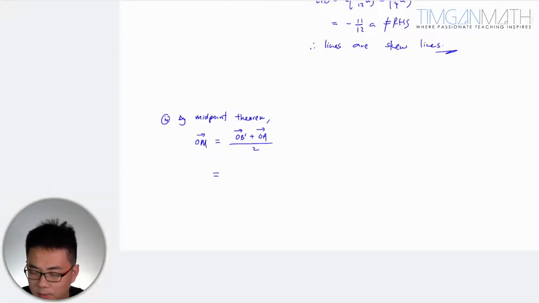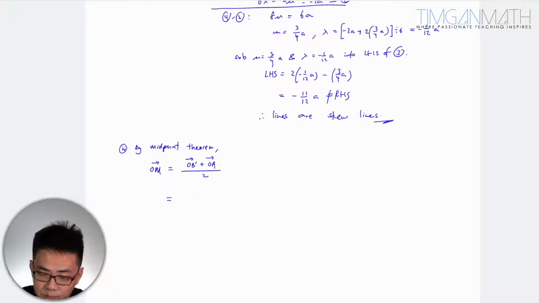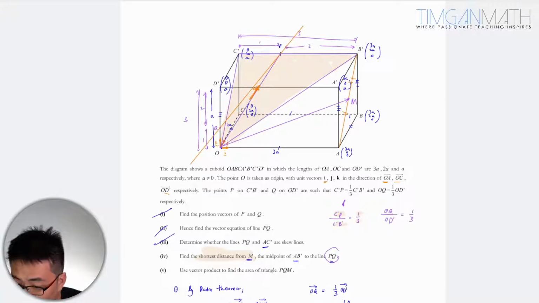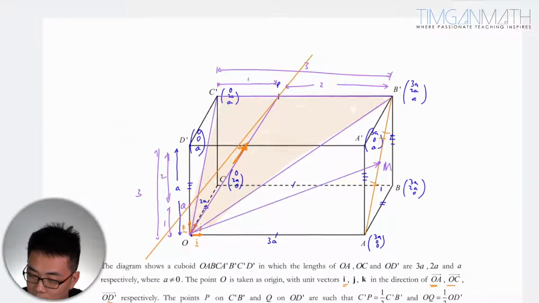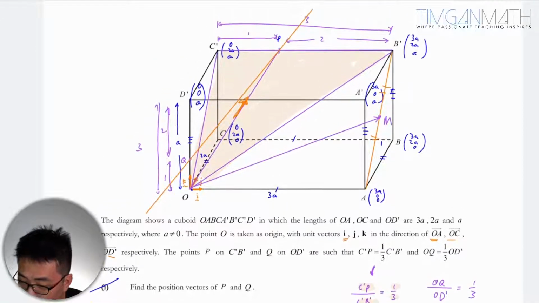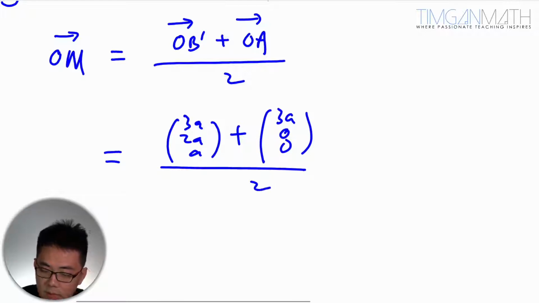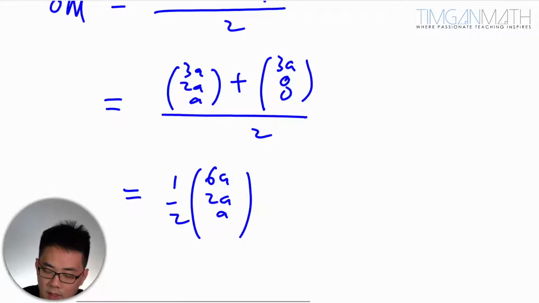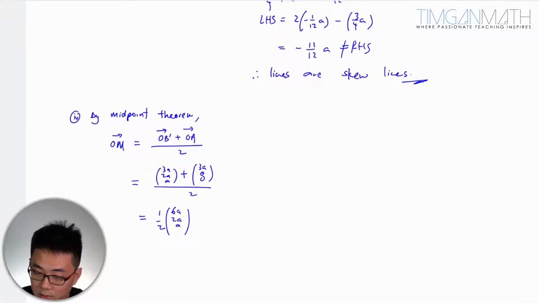So I'm just going to replace OB prime and OA in. I think it's not an issue there. OB prime is 3a, 2a, and a, right? So this is 3a, 2a, and a. OA is actually just 3a, 0, 0. So this is 3a, 0, 0, and this is divided by 2. This will be 6a, 2a, a times half. Okay, this is OM.